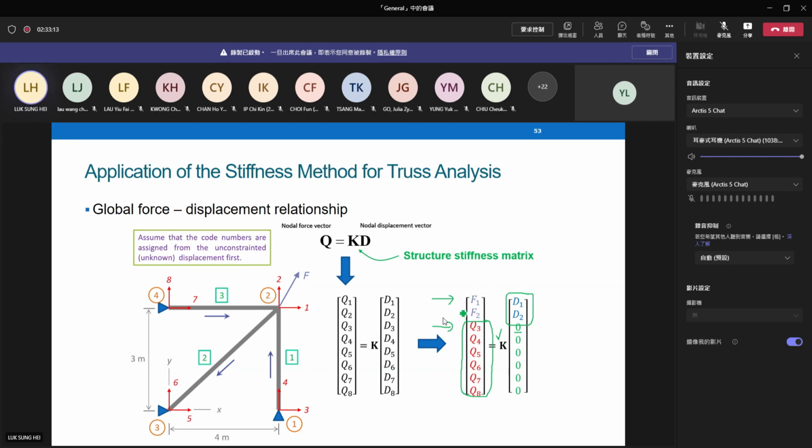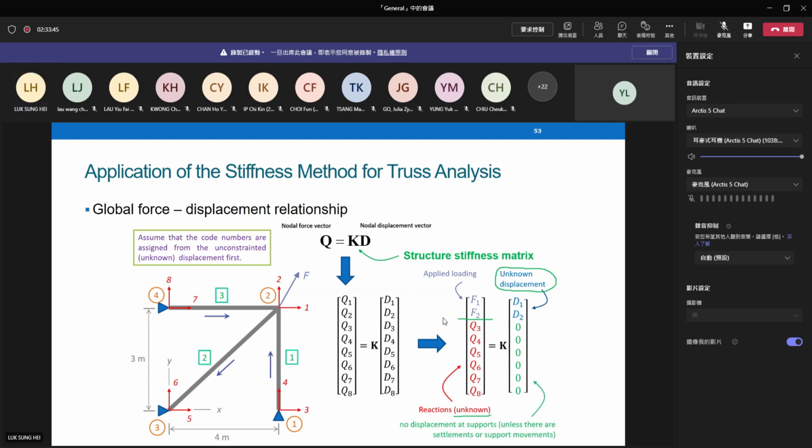Before solving the problem, I think it's good to check your formulations. Otherwise, you cannot get the exact answer. Some description about the meanings. On the top, along the force vector, the upper part represents the applied loading. The bottom part represents the reactions, which are unknown. Along the displacement vector, the upper part represents the unknown displacements, D1, D2. The bottom part represents the support displacements.